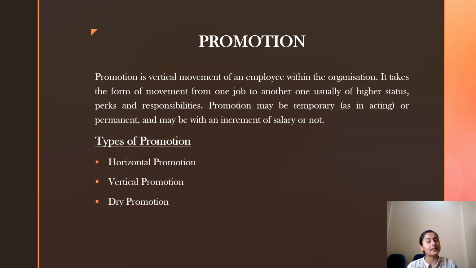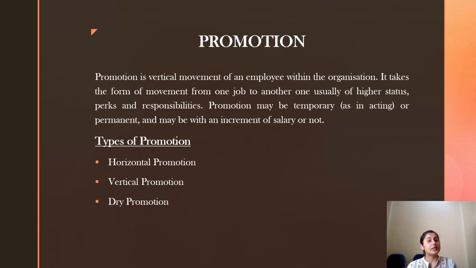Along with that, in this kind of promotion, there is a very limited increase in terms of salaries and some kind of perks, right? Here, why the word used is horizontal, not vertical, is because it is within the same department, within somewhere or the other related jobs. There's a very minor change in terms of the position. That's why we call it horizontal promotion.